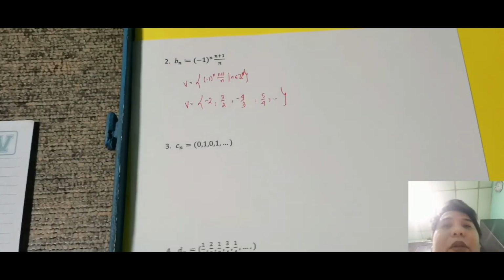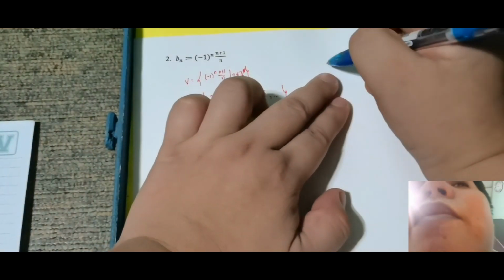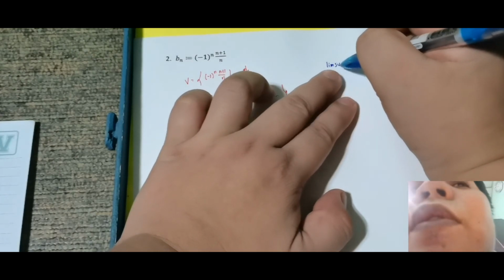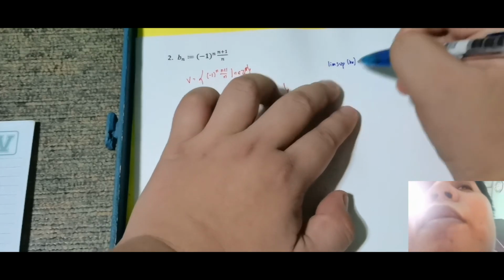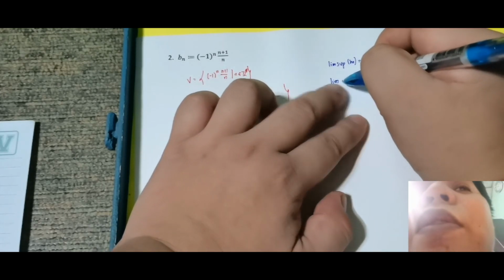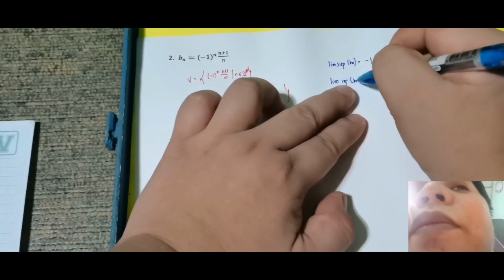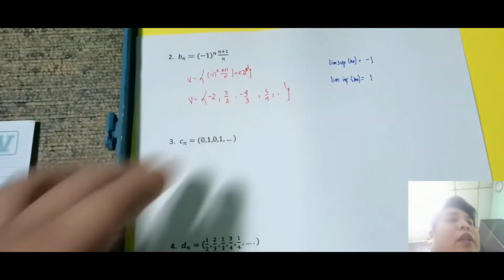Dalawa pinupuntahan niya. So, meaning, ano yung kanyang limit superior? Yung limit superior ng b sub n natin is just yung negative 1. Yung limit inferior ng b sub n natin is just positive 1.